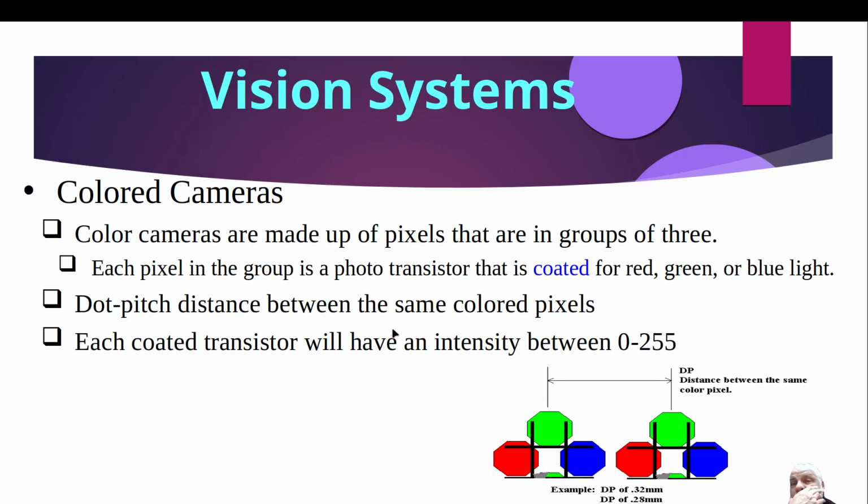So if we go to the colored camera, again we have these filters on top of these photodiodes or phototransistors, but each one of them is typically 8 bits, which gives you that range from 0 to 255. But if the light source is green, then you get a green pixel, and the blues and the reds aren't affected by it, and so on.